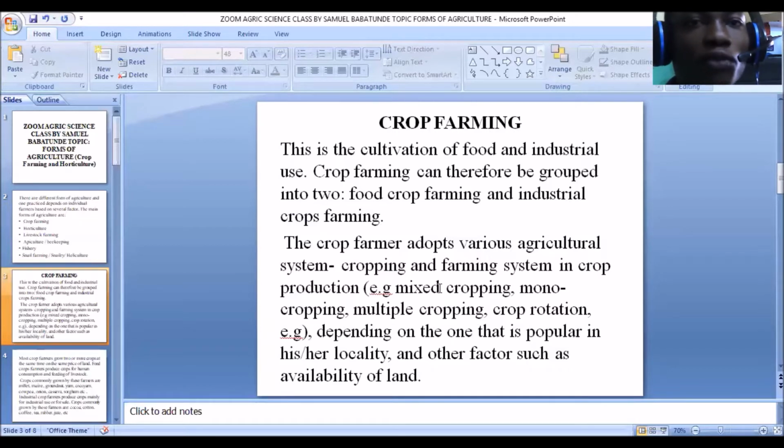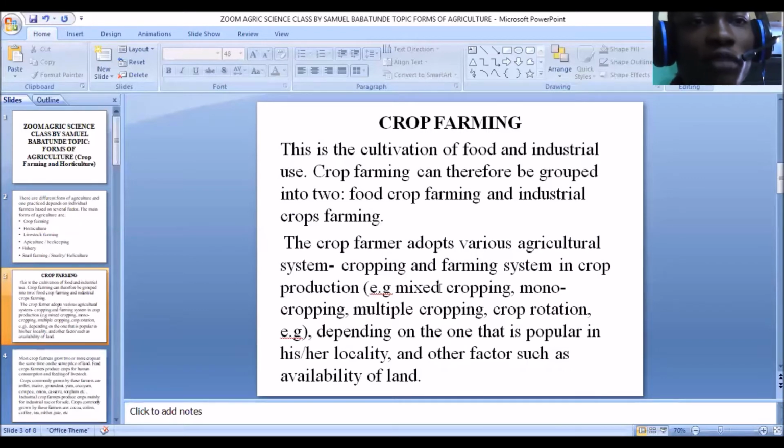Some practice crop rotation. That is, maybe this year you plant maize, you change it next year, you plant yam, the year that follows, you plant cassava. This is crop rotation. So we're still going to look at all these things individually when we come to that. But for the sake of this lesson, we're just going to be considering only crop farming.